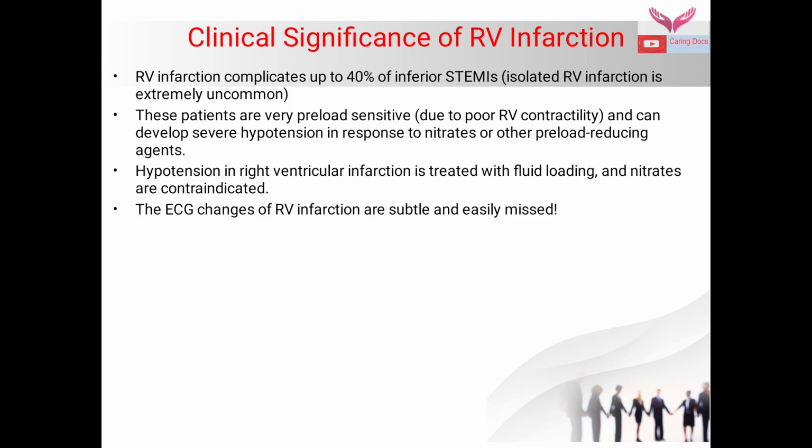The clinical significance of the right ventricular infarction: it complicates up to 40% of inferior ST elevation MI. Isolated right ventricular infarction is extremely uncommon. These patients are preload sensitive due to poor right ventricular contractility and can develop severe hypotension in response to nitrates or other preload-reducing agents. Hypotension in right ventricular infarction is treated with fluid loading, and nitrates are contraindicated. The ECG changes in right ventricular infarction are subtle and easily missed.